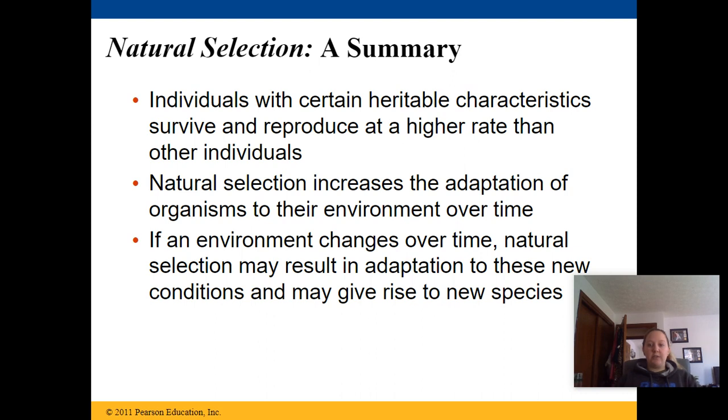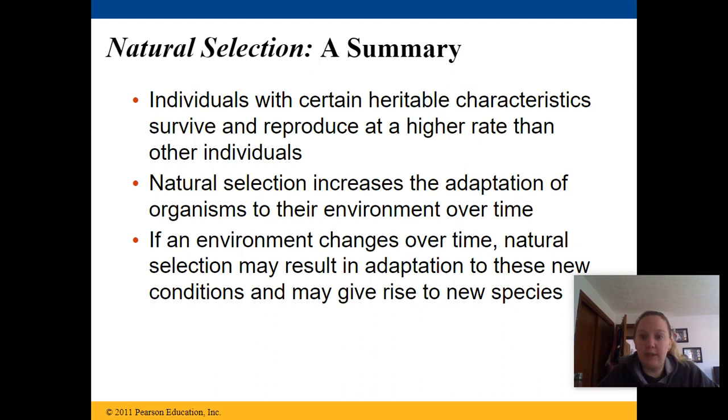So a summary of natural selection. Individuals with certain heritable characteristics will survive and reproduce at a higher rate than other individuals. This is not typically seen with the human population, mostly seen in other animals and plant species. Giraffes are a really good example. Giraffes that have longer necks are able to survive and reproduce faster than giraffes that were born with short necks because they couldn't reach the food source.